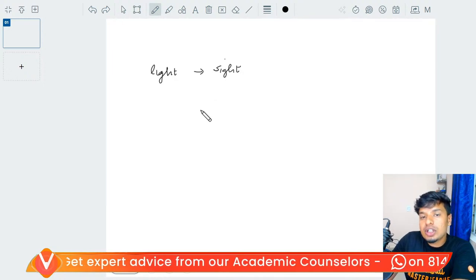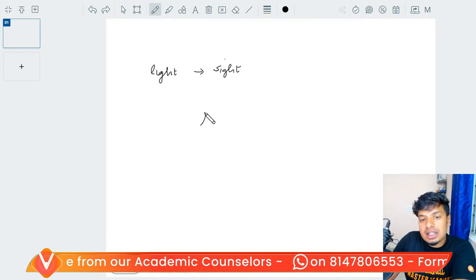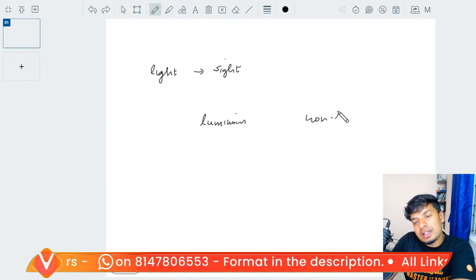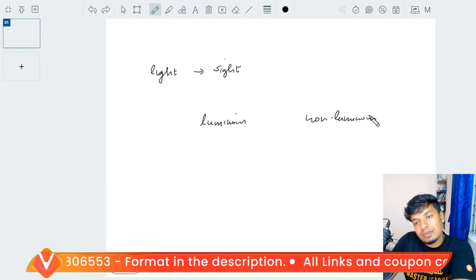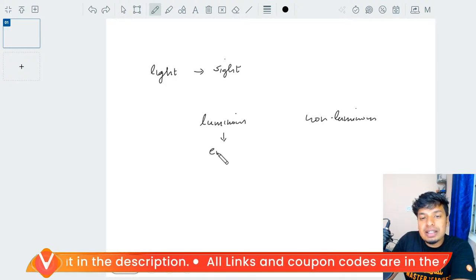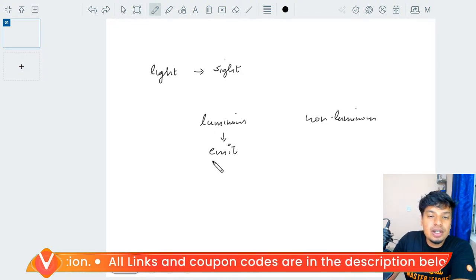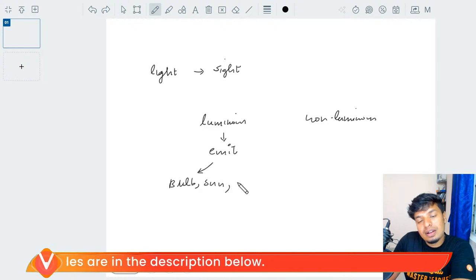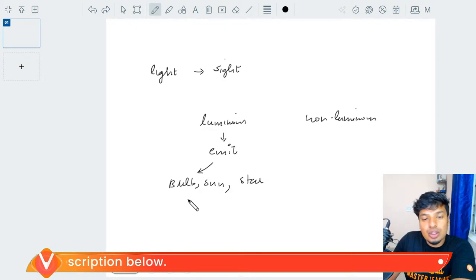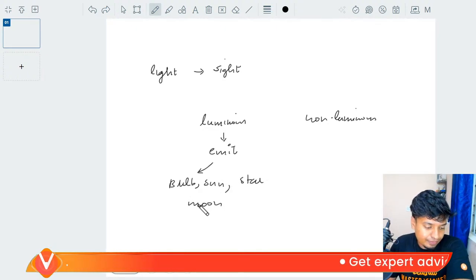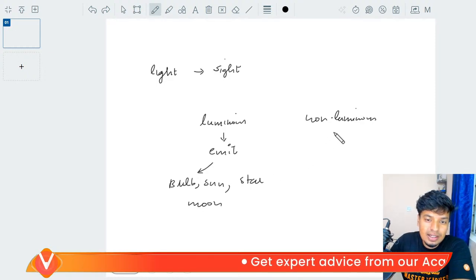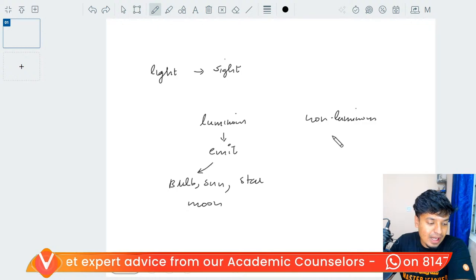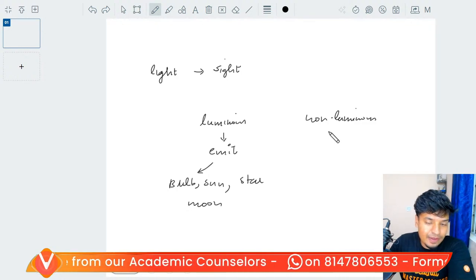Now, there are two types of objects: luminous and non-luminous. Luminous objects emit their own light. For example, you have a bulb, the sun, the stars, the moon, right? Correct?